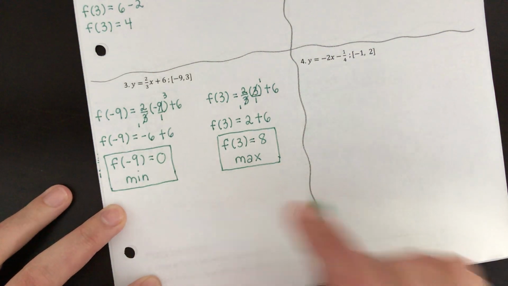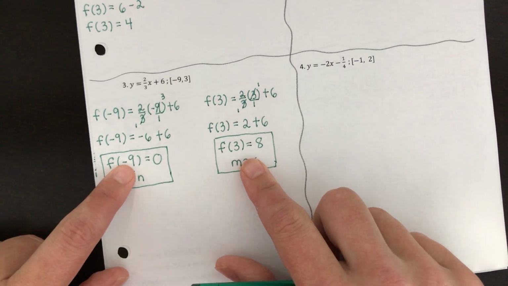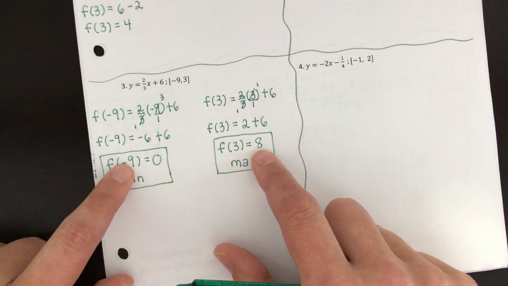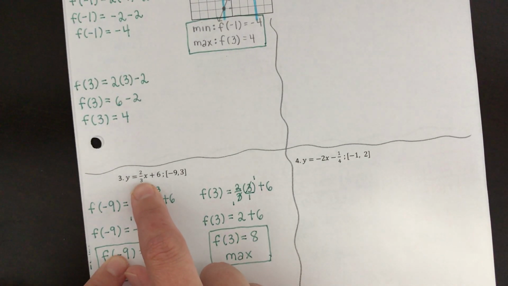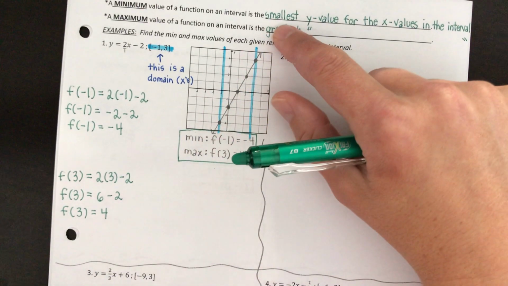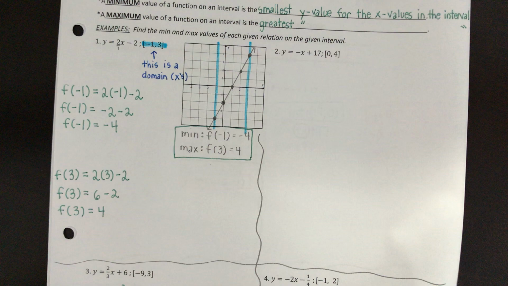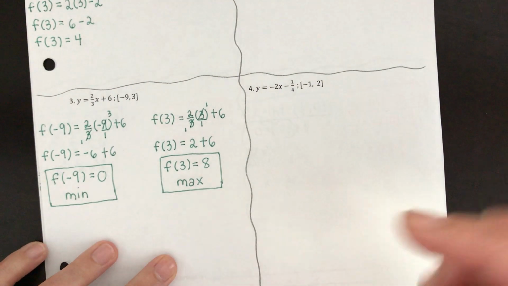Okay, and let's talk real quick about why this made sense. My left boundary was my min, and my right boundary was my max. And that makes sense for this positive slope, right? So again, when you have that positive slope, your left boundary will be your min and your right boundary will be our max. So let's see if that's true in number 4.